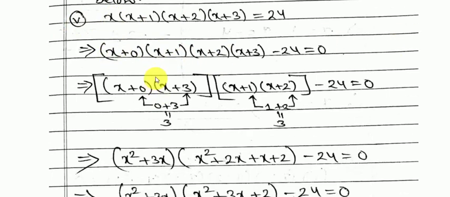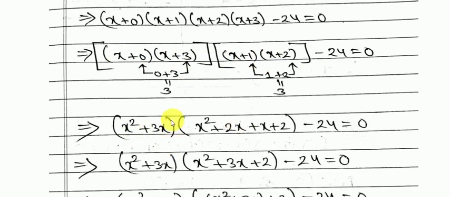Now what you observe here is that 0 and plus 3, 0 plus 3 is 3, and 1 plus 2 is 3. Along with the sign you have to add. So here it is plus 0 plus 3, so it's 3, and plus 1 and plus 2 is 3. So you have to put them together, because the sum of 0 and 3 is equal to the sum of 1 and 2, so you'll put them together accordingly. Then you solve this two and this two separately.